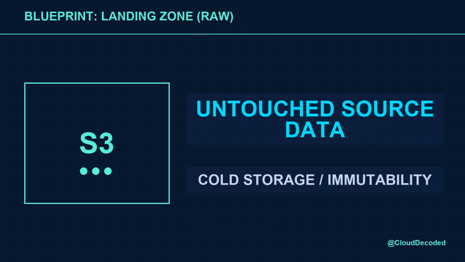When data first arrives, it hits the landing zone. This is a private S3 bucket where data is stored in its original, raw format. We don't change anything here. This is our source of truth. If a processing job fails or requirements change next year, we can always come back to the landing zone and reprocess the raw data from scratch.